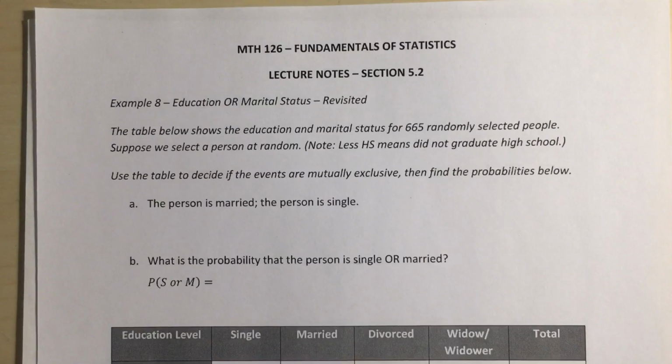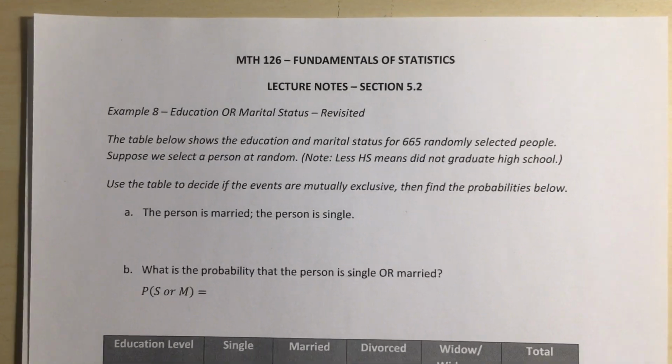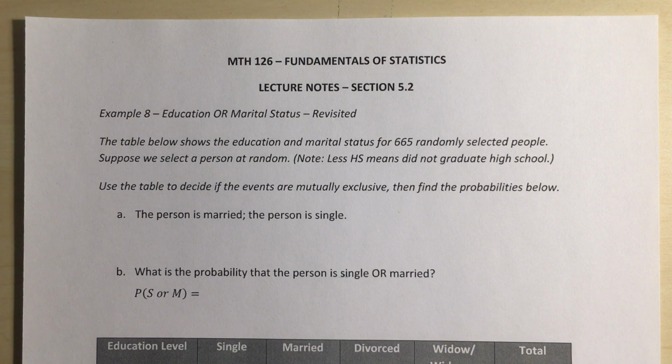So we're going to go back to the last example that we just looked at, where we were comparing education and marital status, and we're going to include this idea of mutually exclusive and then go from there. Same table that we've been looking at for all the rest of these problems. Use the table to decide if the events are mutually exclusive and then find the probabilities below. So the person is married and the person is single.